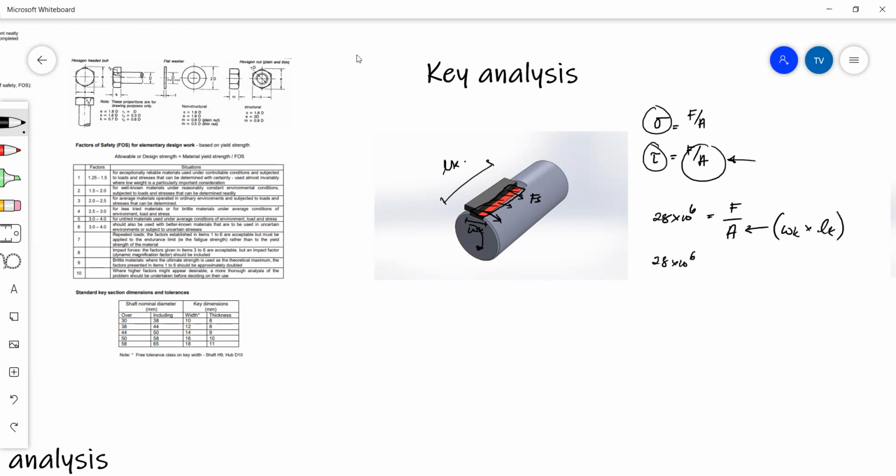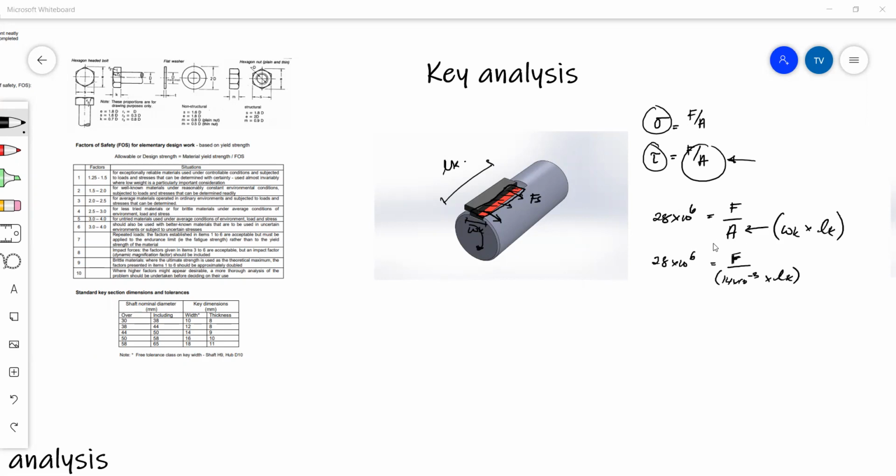28 megapascals is equal to the force over the width of the key times the length. We know from our data sheet that the width of the key is 14, so we have 14 millimeters. And we need to find the length of the key. Now we're almost ready to start solving for this value, but first we have to identify our force.